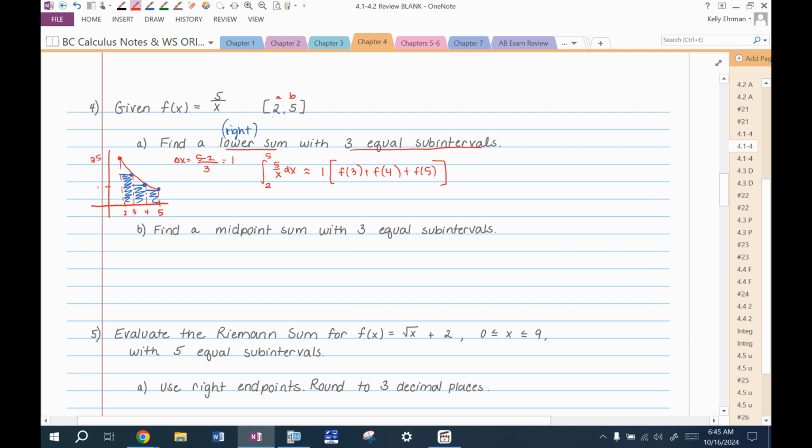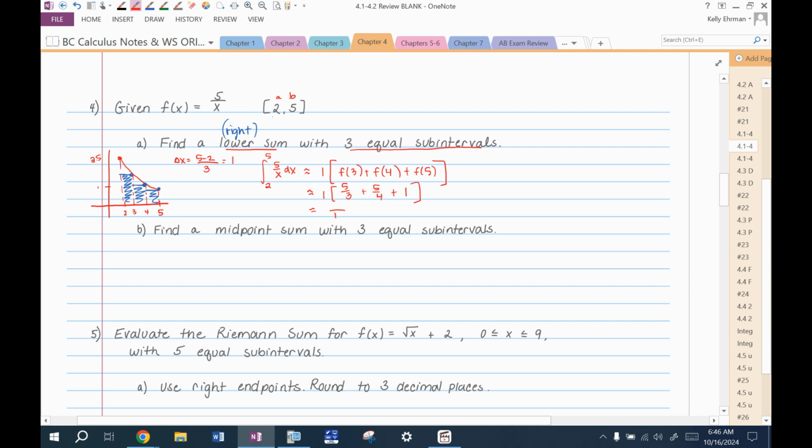All right. I know that we mostly use a calculator. We will eventually have a short quiz over this where we don't use a calculator, so just practice without too. This function is not bad to do by hand. So this would be 5 over 3 plus 5 over 4 plus 5 over 5. Like I said, hopefully we can still do this without a calculator.